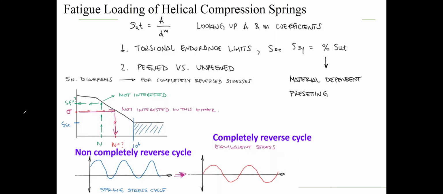If the spring is under completely reversed cyclic loading, we can use the S-N diagram. We can figure out what stress applied to the spring corresponds to N-cycle life by experiment. And also we can figure out its SSE, the torsional endurance limit.